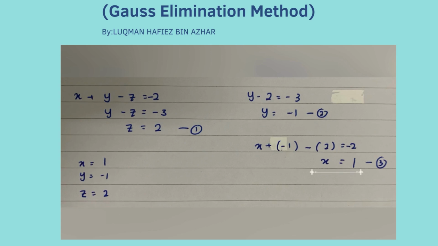To get the value of x, we substitute the values of y and z into the equation. So x plus negative 1 minus 2 is equal to negative 2, so x is equal to 1. So the final answer is x is equal to 1, y is equal to negative 1, and z is equal to 2.